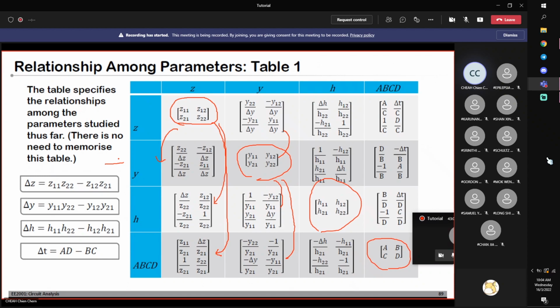So these columns, or this row, basically represent all your models in Y form, right? This represents all your models in Z form. This represents all your models in H form. Okay, but they are transformed from other forms. So this column over here, right? Basically, you have a Z transformed to Y form, right? And over here, you have H form transformed to Y form. And over here, you have ABCD form transformed into Y form.